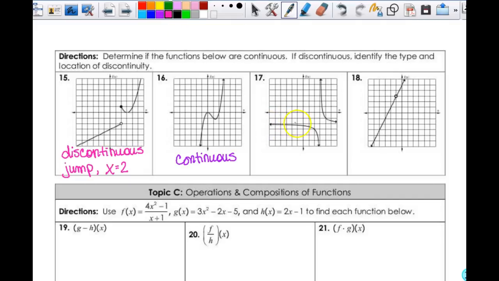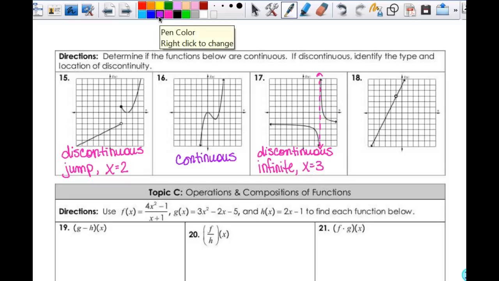Here, this is discontinuous because I have to come up here. Even though I have to jump to get here, that's not what's happening because I have an asymptote here. And so this is discontinuous. This is called infinite discontinuity, anytime you have an asymptote. And that occurs at x equals 3.